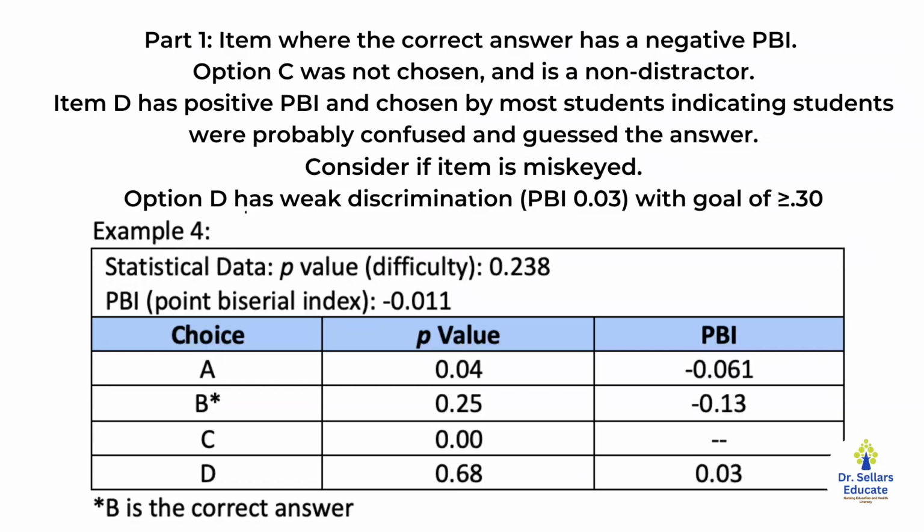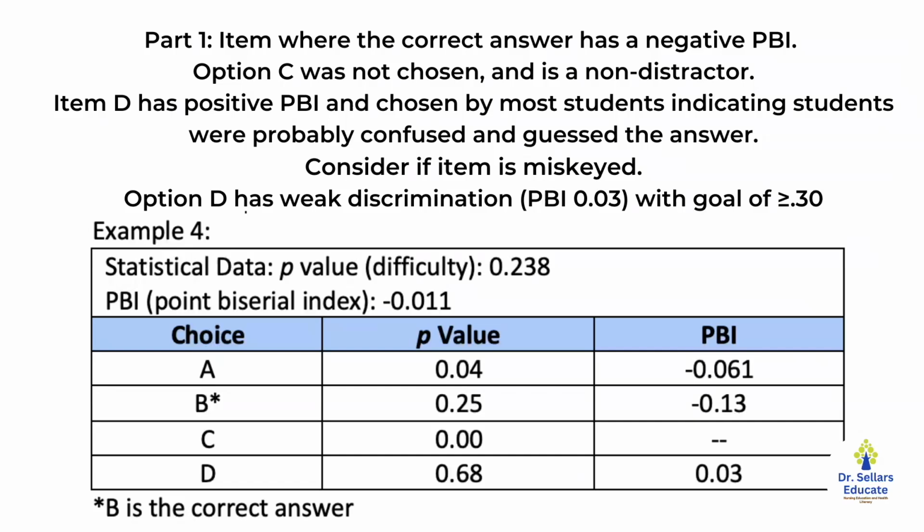So first of all, we know that the correct answer has a negative PBI. We know that option C was not chosen, and it is a non-distractor. We wanted to attract learners that weren't knowledgeable about the content to choose A, C, and D more often than our high-scoring students, and that did not happen. We also know that our distractors were ineffective, right? We see that option D has a positive PBI and was chosen by most students, indicating students were probably confused and guessed the answer. Okay, so that's option D, which was not the correct answer.